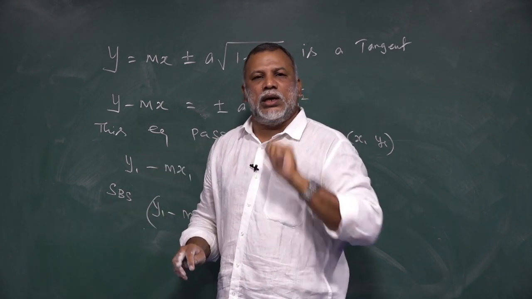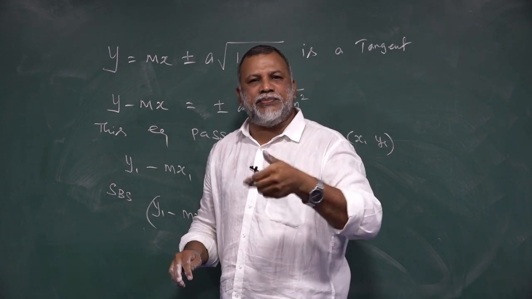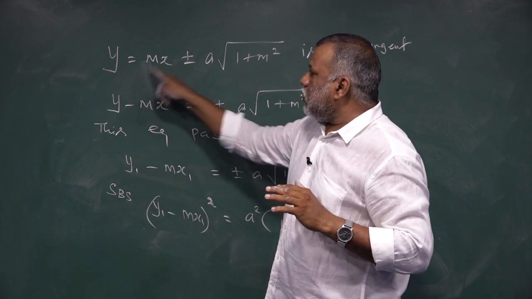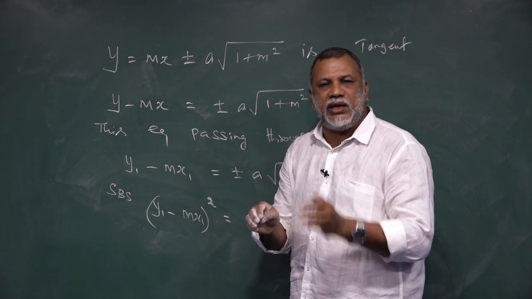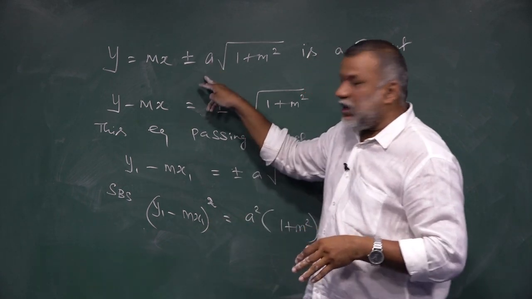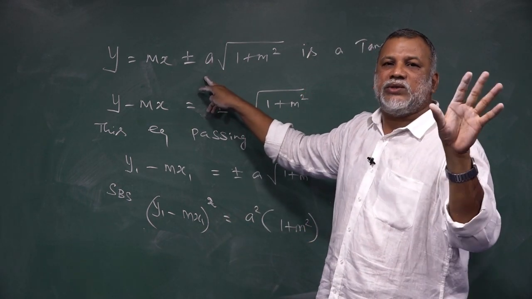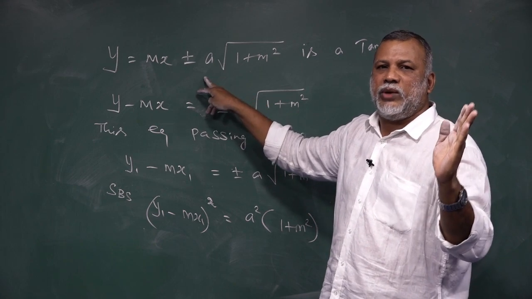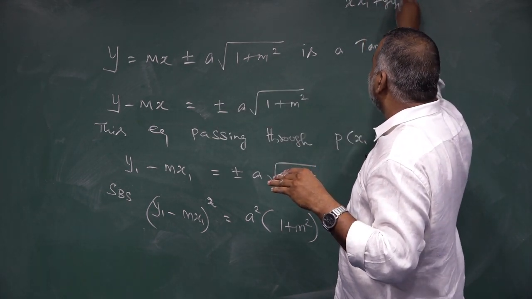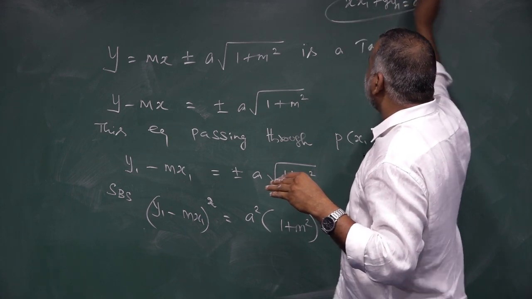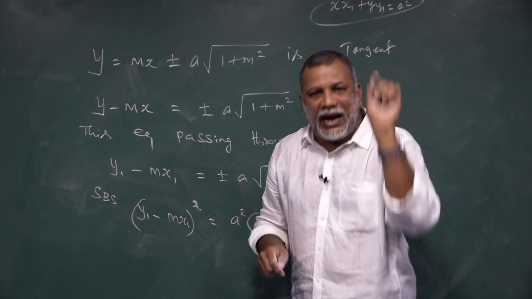We are able to draw two tangents from any point outside to the circle. See, y equal to mx plus or minus a root of 1 plus m squared is the equation of the tangent to the circle. Here m is the slope. Instead of x1, y1, at the point x1, y1, we can select this one, x x1 plus y y1 equal to a squared. When we are selecting this equation, the point must be on the circle.